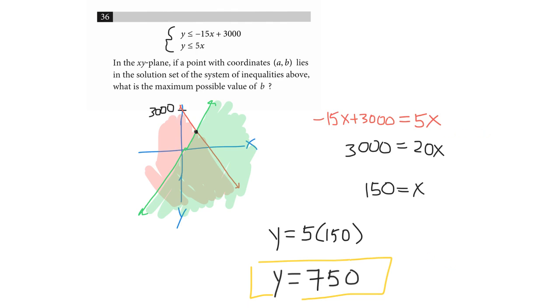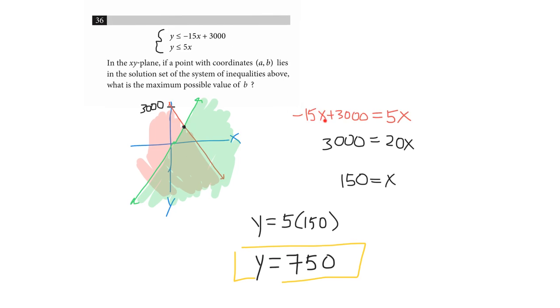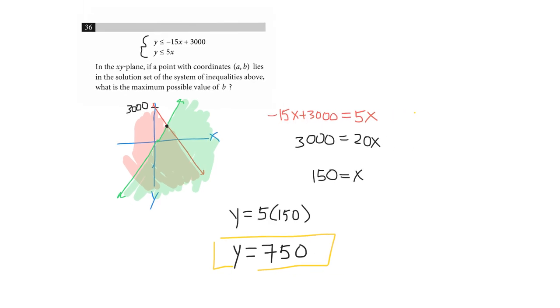Now, another way I could have drawn it is I could have recognized that the x value such that this inequality equals this inequality is really a, right? At least according to them, a. So I could have written this as negative 15a plus 3,000 equals 5a. And then I would have realized that a equals 150, and then I could realize that, in order to find b, I could set it up such that b equals 5 times 150.